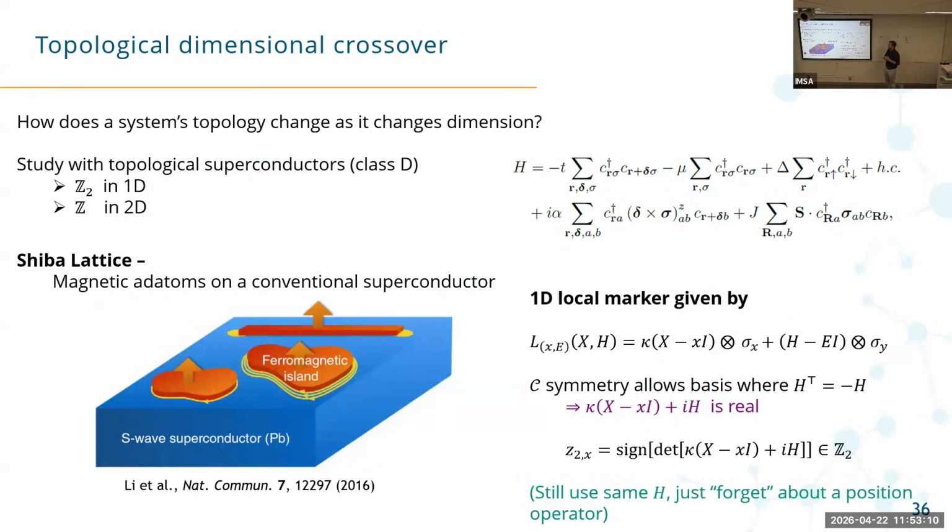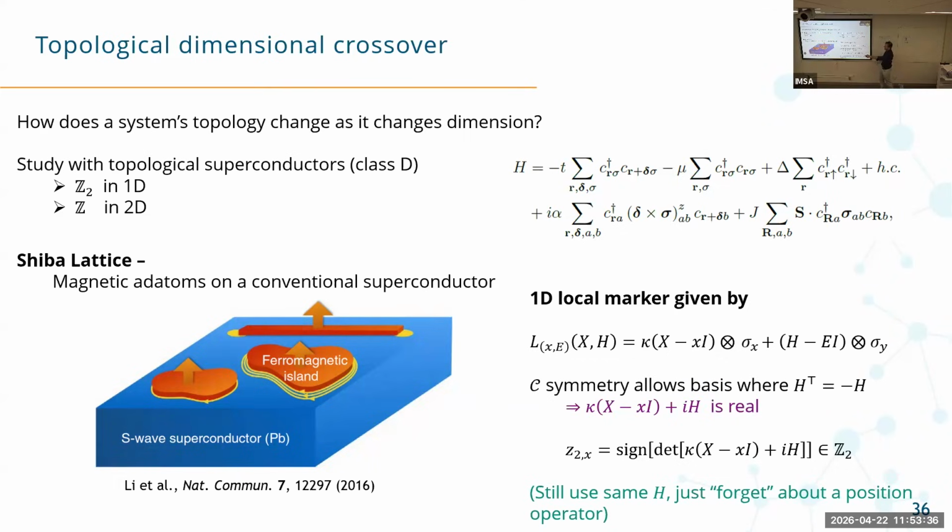So I'm talking now about topological superconductors in class D. This is a Z2 index in 1D. Of course, this is a Kitaev chain in 1D. In 2D, it's the Chern number. We'll take a model called the Shiba lattice, which are these imperfections on the background of a superconductor.